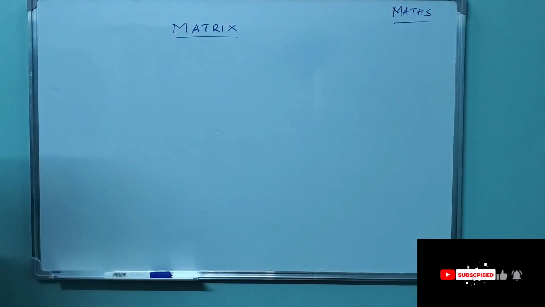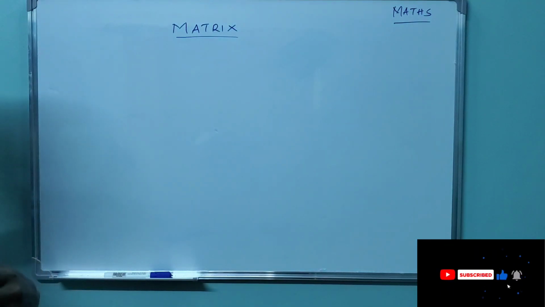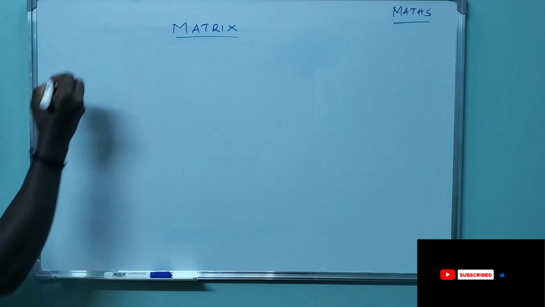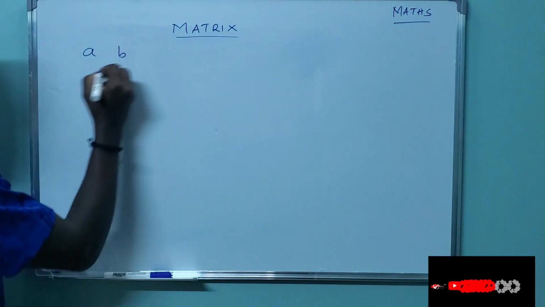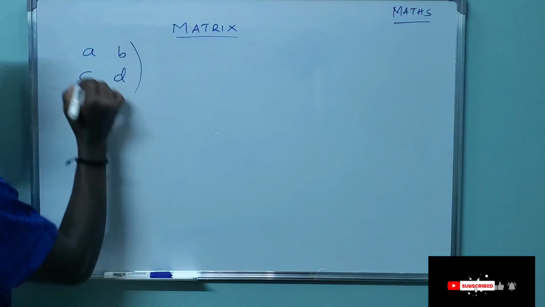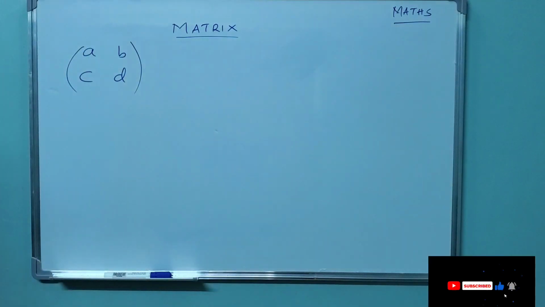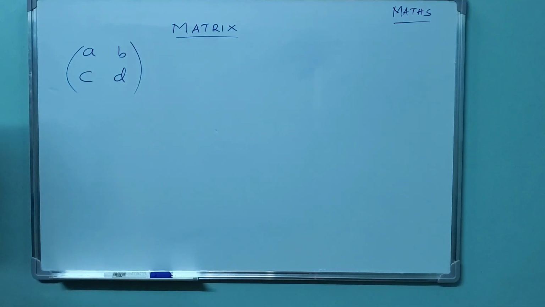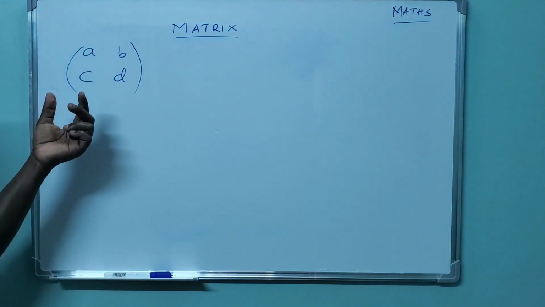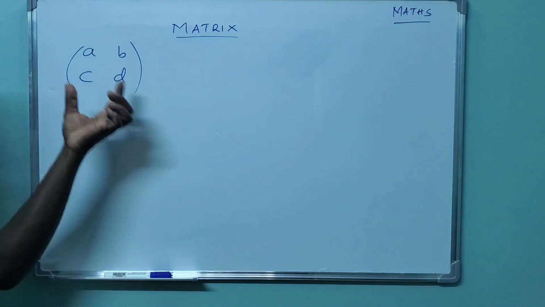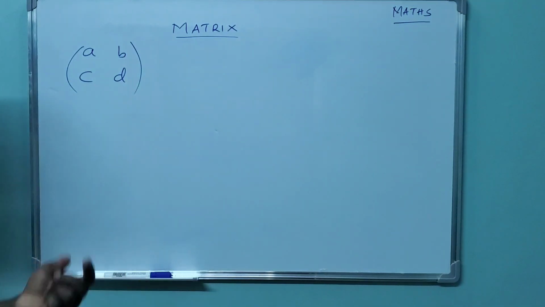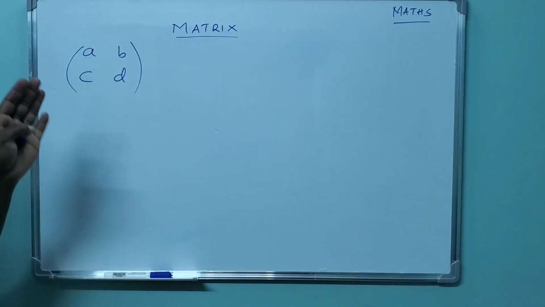For example, I can decide to form a matrix using some letters. Let's say, for instance, I have a matrix A, B, C, D. This is an example of a matrix. And in that matrix, remember we said that a matrix is a rectangular array which contains numbers or materials that are arranged in either rows or columns.